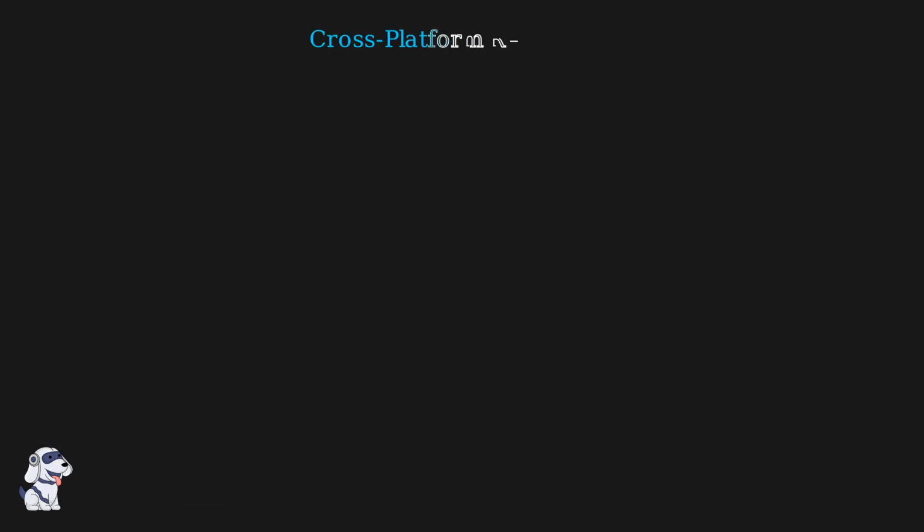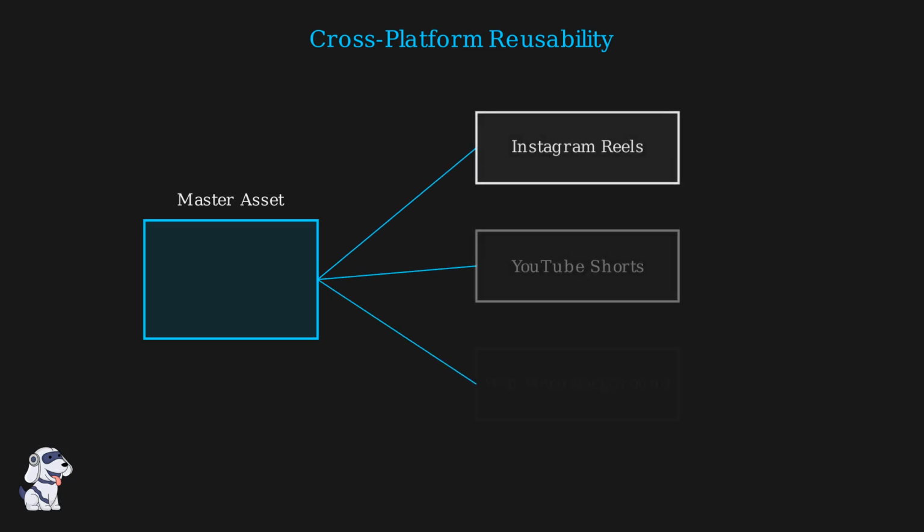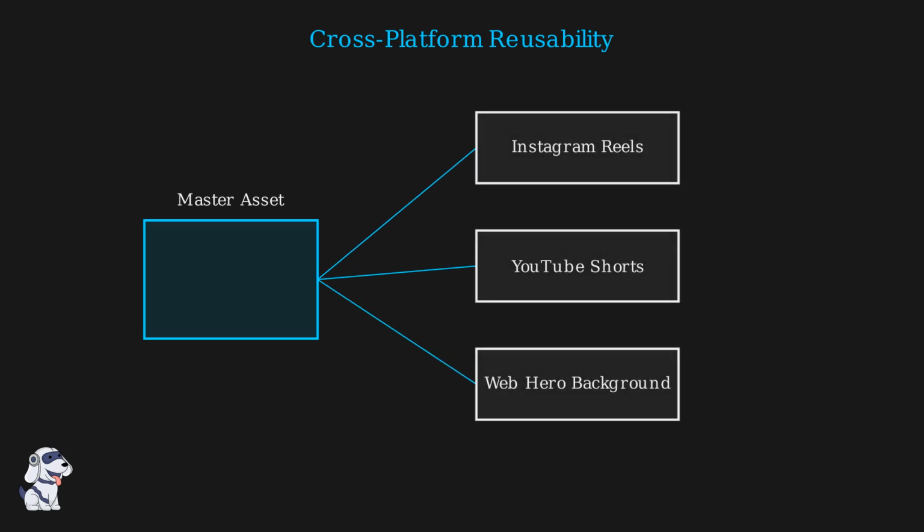One of the biggest advantages of AI-generated cinematic animation is cross-platform reusability. By creating a single high-quality master asset, you can maximize your return on investment. This master clip acts as the foundation for multiple formats, whether it is vertical content like Instagram Reels or YouTube Shorts, or horizontal layouts for website hero backgrounds.